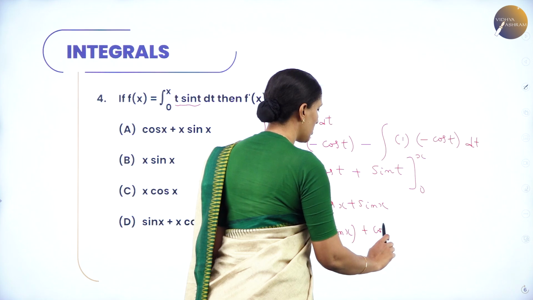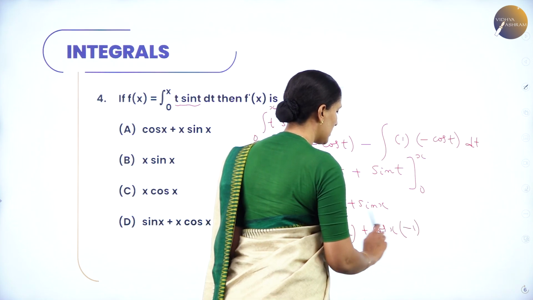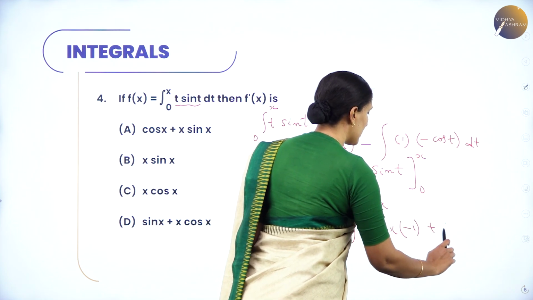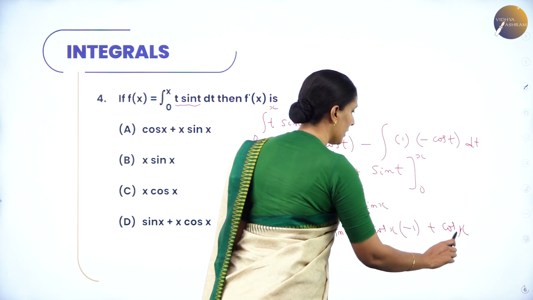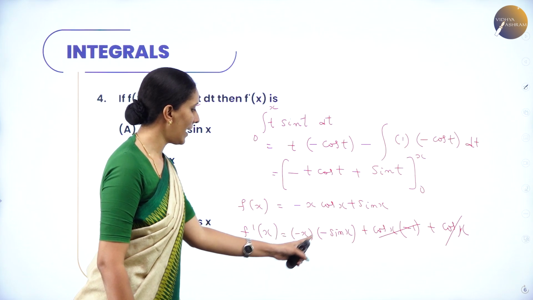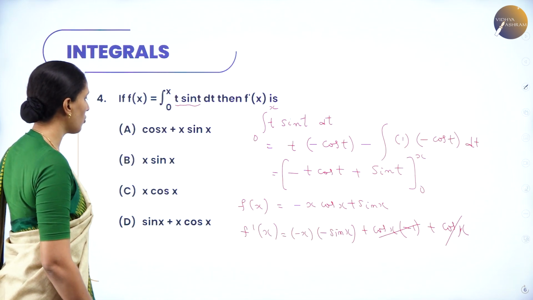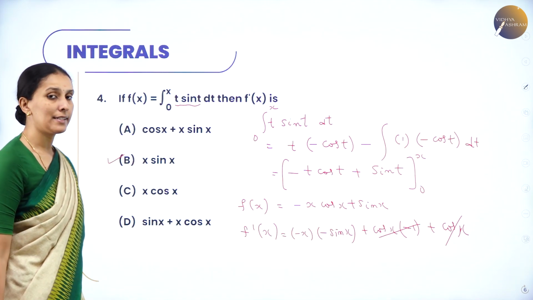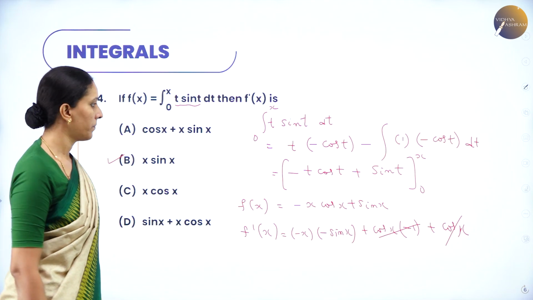Next, second function into derivative of first. Again, derivative of sin x is cos x. Clearly here, cos x minus cos x cancels. So we are left with x into sin x. So f dash of x is option B, that is x into sin x.